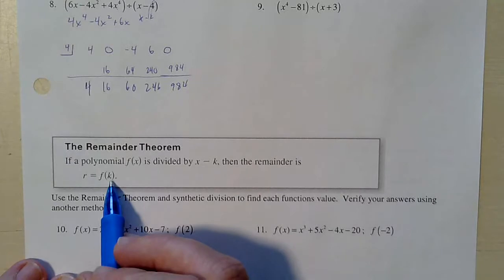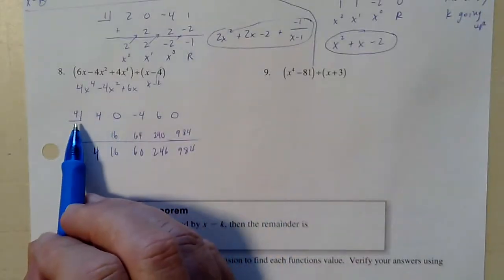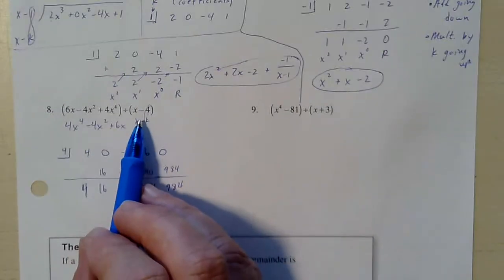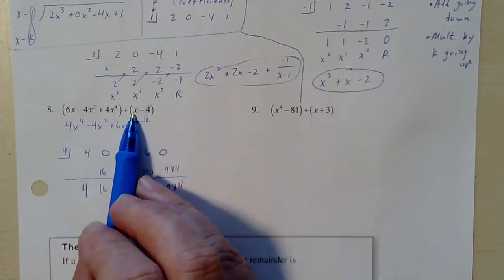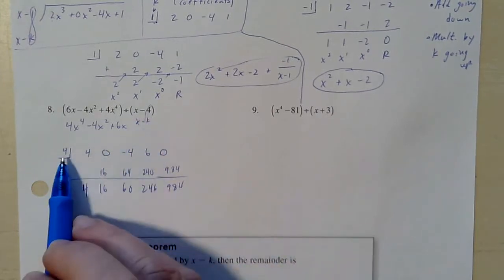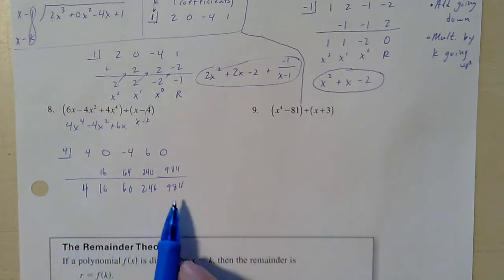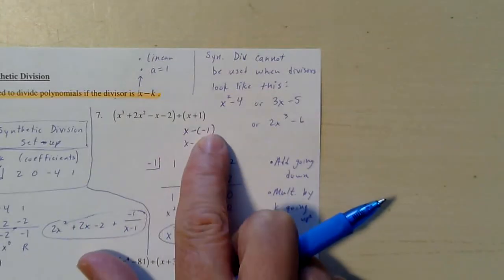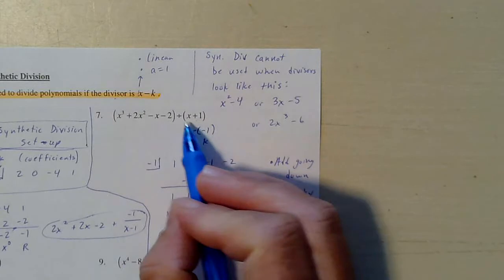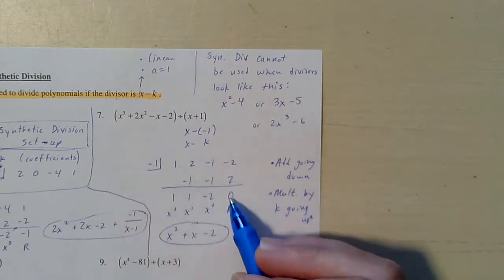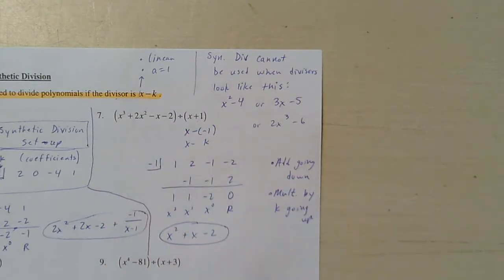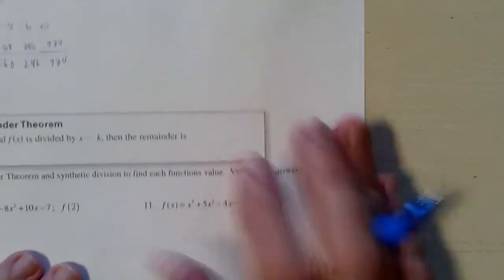So for example, if I compared it to number 8 here, 4 is the k value for this problem, right? Because it's x minus 4, so we call the k value 4. If I just plug that into the function, evaluate it, it automatically gives me 984. It gives me the remainder right away, even if it's 0. So the k value for 7 was -1. If we take that -1, plug it into the function, it's going to give me 0 right away. Okay, and then we know it's a factor. Okay, so this is a way.